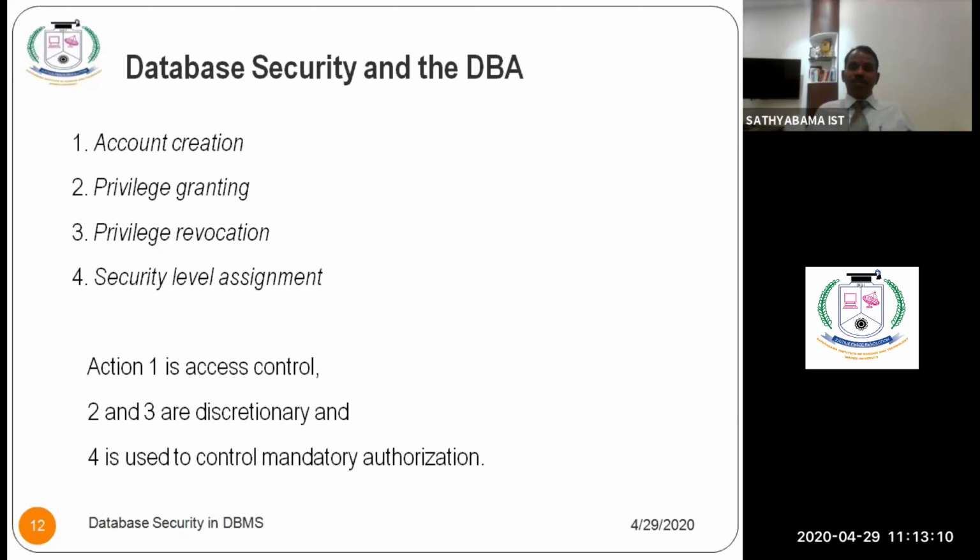For example, we already told that one of the security mechanisms is access control. For access control, account creation is very important. And second, in terms of privileges, we have a discretionary mechanism. What is a discretionary mechanism? It is the security mechanism used at the account level and the relation level of the database. For example, account level means creating the account and creating the database, where we use the discretionary mechanism by using granting and revocations. And finally, we have security level assignment. The security level assignment is a mandatory authorization. It is also decided by the DBA.